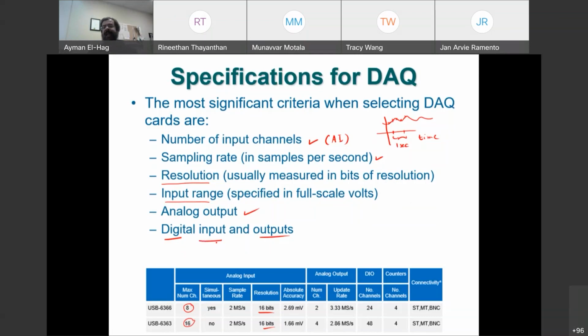And there's also digital input. Sometimes we want to measure only ones or zeros, on or off. So these are the main criteria of a data acquisition system. And as we move on, we'll try to understand more and more the implications of the sampling rate, resolution, and so on and so forth.